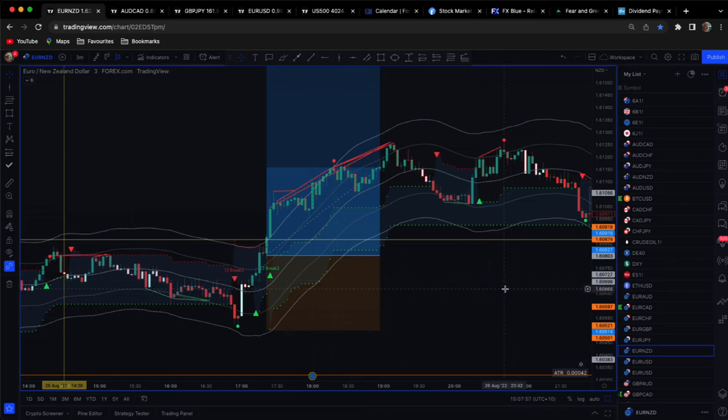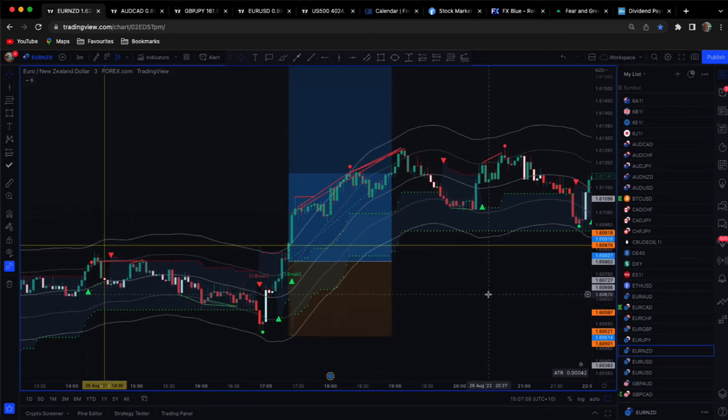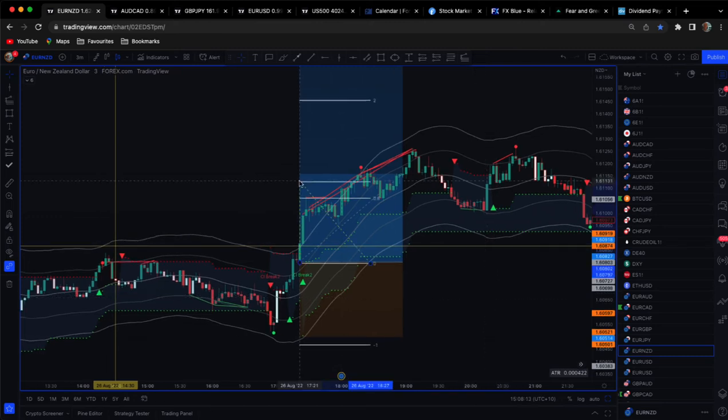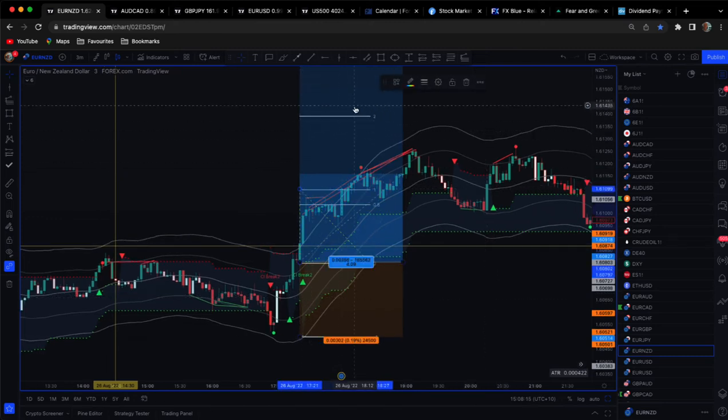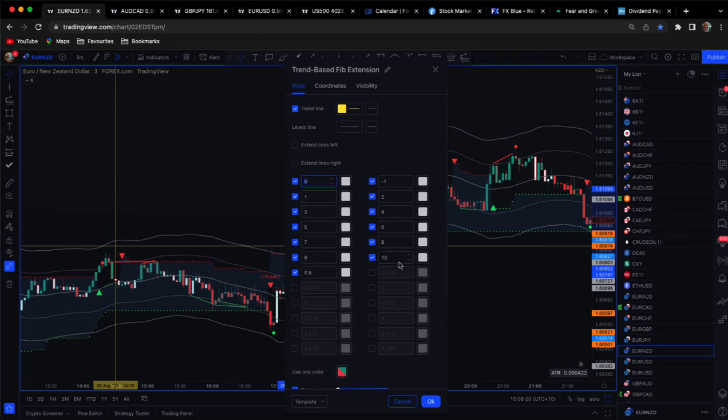But this is really important. This is the difference between a winning and a losing trader. I can show you this if you like. This is a fib extension tool. What I've done is I've set up these levels in here. 0 and then -1. And then 1, 2, 3, 4, and so on.